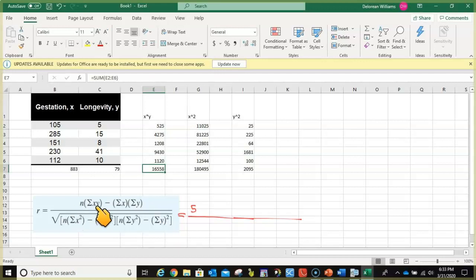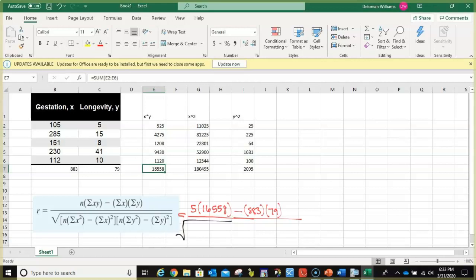And then my sum of x times y is this number, 16,558, minus the sum of x. So the sum of x is this number, 883, times the sum of y. So the sum of y is 79. And that's just my numerator. I can calculate that value and get a number and kind of write that down to simplify the numerator.